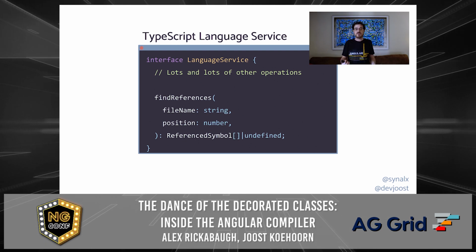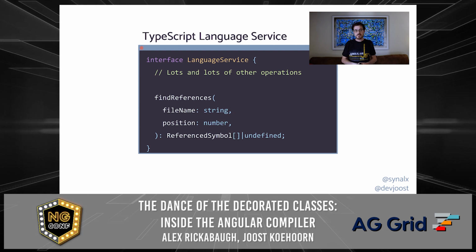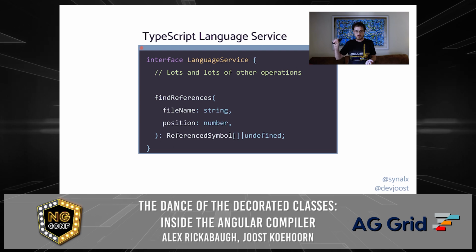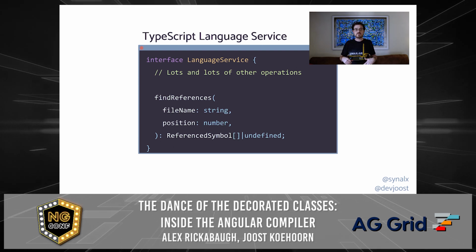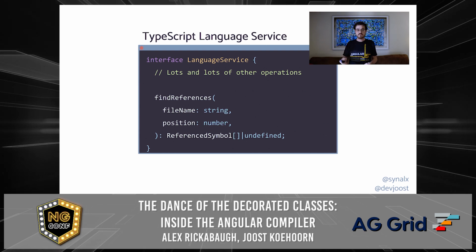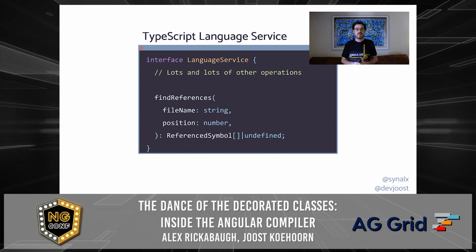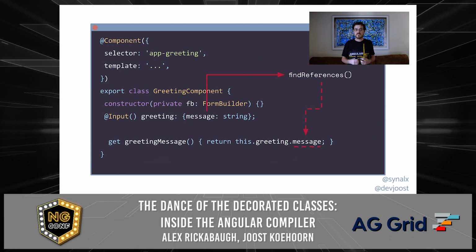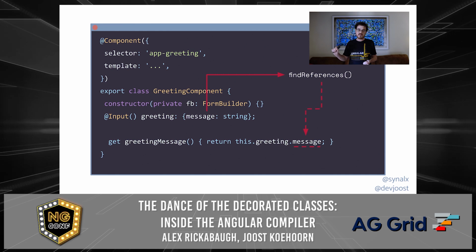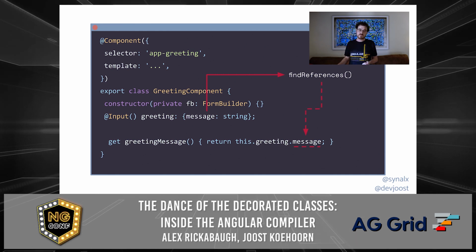So TypeScript has a find references operation that you can do. And given a file name and a cursor position within that file, somewhere you're pointing your mouse, TypeScript can tell you all of the places where the symbol under that cursor appears, right? And that's very useful. So in our greeting component, if we use TypeScript's find references on the message field, it can tell us the other places in this component where message is referenced.